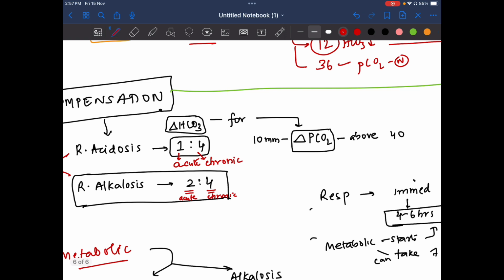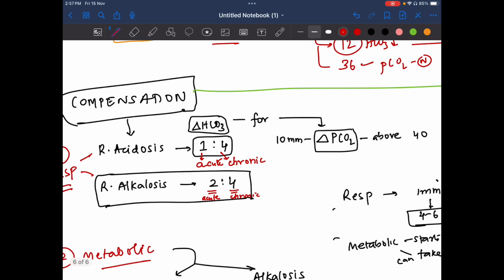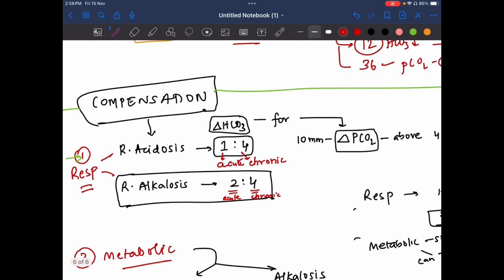So how do you understand this? This 1 and 4 in 1:4 is just a way of remembering, okay? This 1 and 4 is nothing but the change in bicarb for every 10 mm change in PCO2 above 40. Delta means change, all right? So for every 10 mm change in PCO2 above 40, the change in bicarb will be 1 in acute and 4 in chronic, respectively.